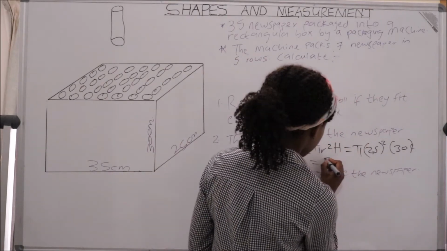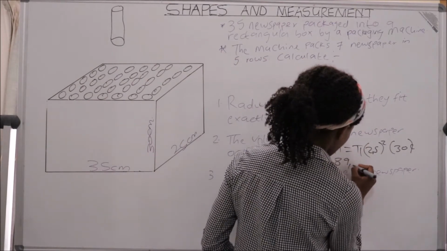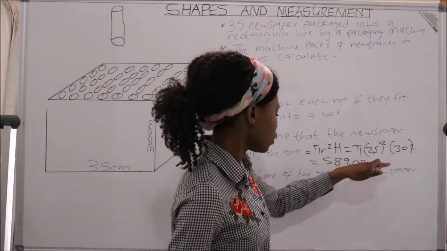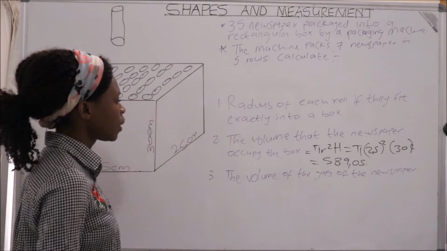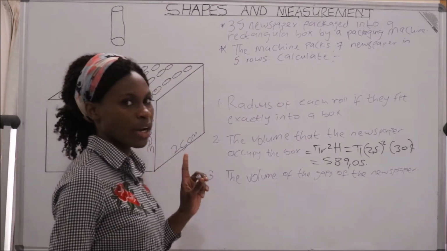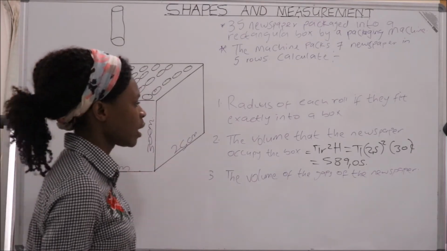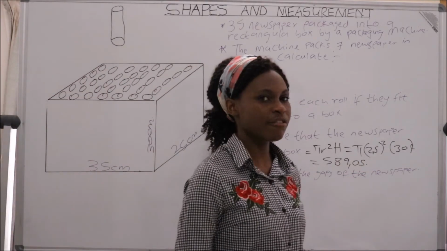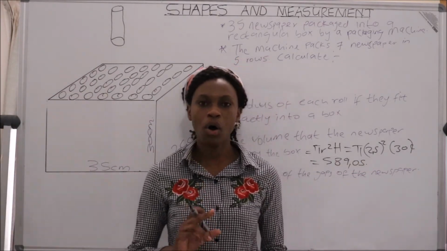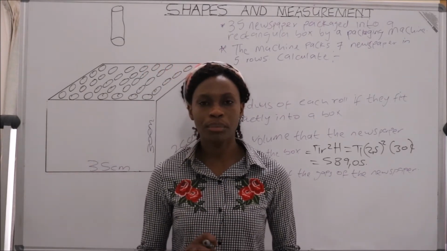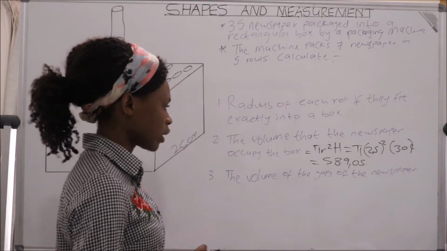So this will give us 589.05. Remember, the radius that we have used to calculate this volume is the radius of just one newspaper, as we cannot get the radius of the entire newspaper at once. So now I have calculated the volume that one newspaper occupies inside the box. I mean the space that one newspaper roll occupies in the rectangular box.